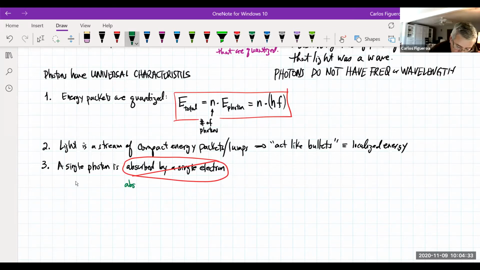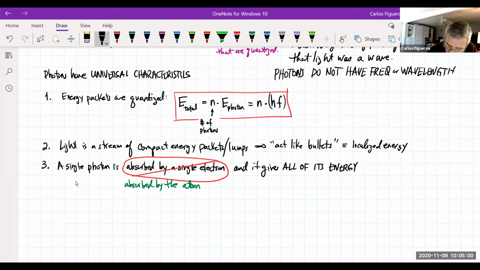They are absorbed by the atom. Light is absorbed by the atom. Okay? And it gives all of its energy to the atom. Okay? It gives it to the atom. But what does this mean?